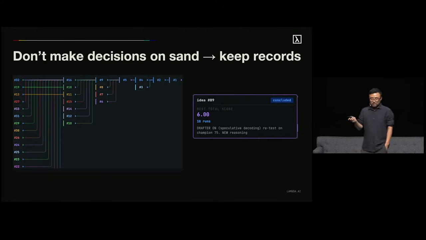In order to do that, you really need a good experiment tracker. This is where we commit every single idea to its own Git branch, keeping all the code changes and the settings, so you can always go back and reproduce. This also allowed us to try different runs of the same idea and take the average score, for example, instead of a lucky high or unlucky low.